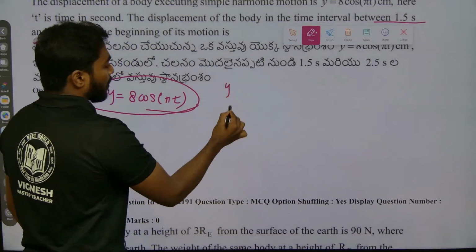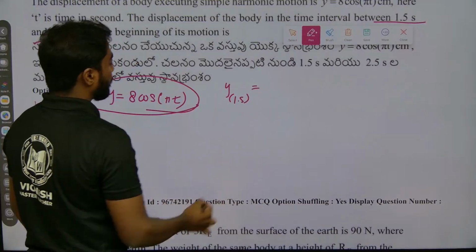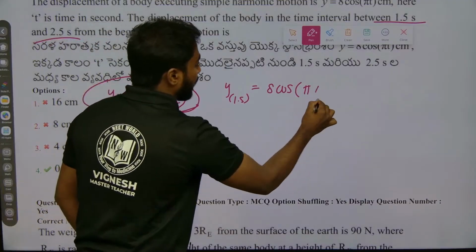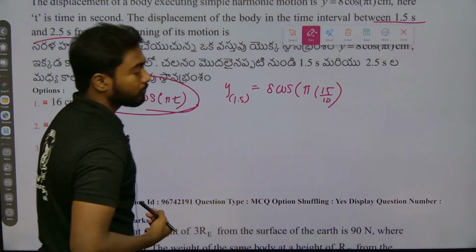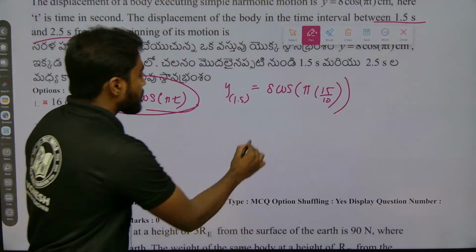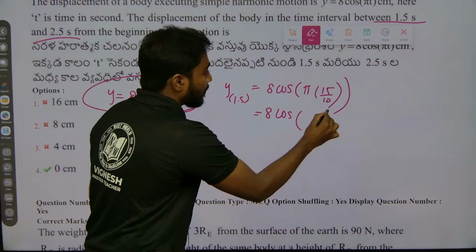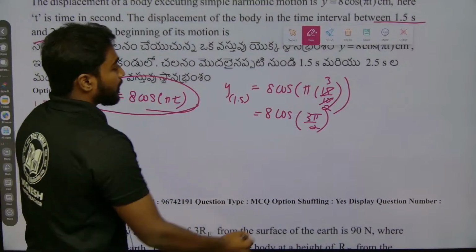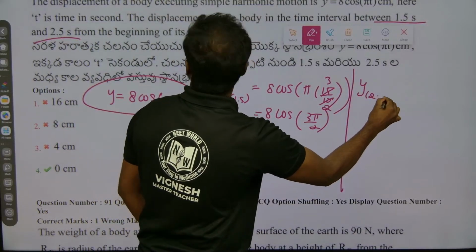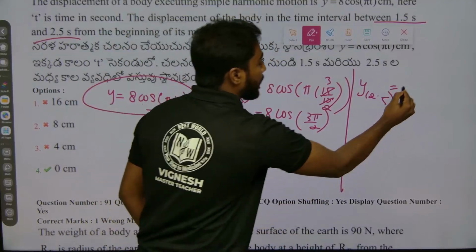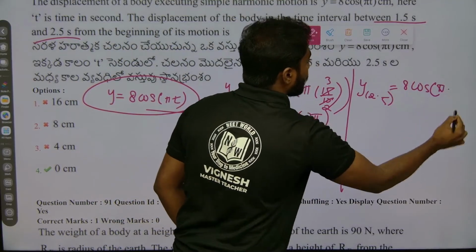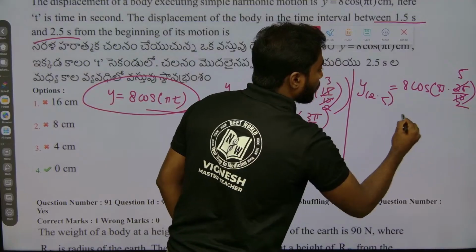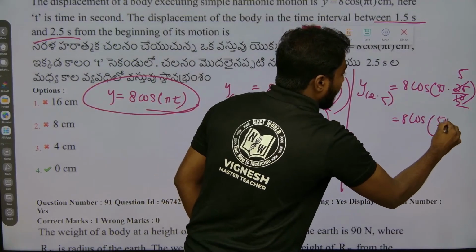So at 1.5, what is the value of y? 8 cos of pi into 1.5. I can write it as 15 by 10, which is nothing but 8 cos 3 pi by 2. Next, y at 2.5 seconds, which is nothing but 8 cos of pi into 25 by 10, which is nothing but 5 by 2. So 8 cos 5 pi by 2.